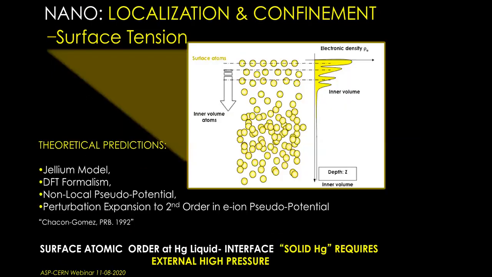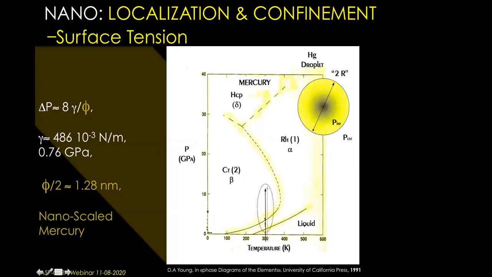And in effect, what we have done, we have used the Laplace equation. Yeah, there are some questions on the chat. Yes, please. Is mercury a very special case? Well, we can do it on bromine. We can do it on indium. We can do it on germanium.